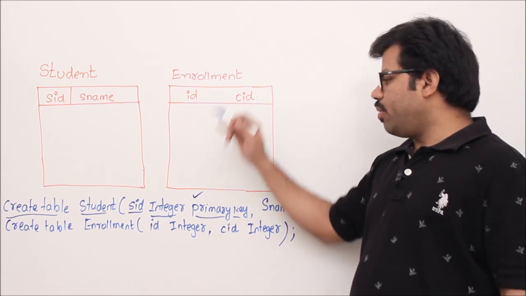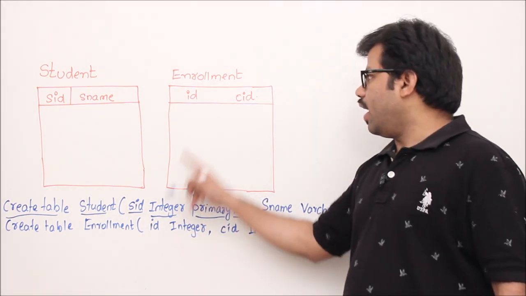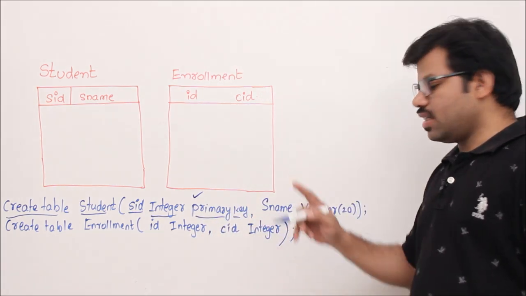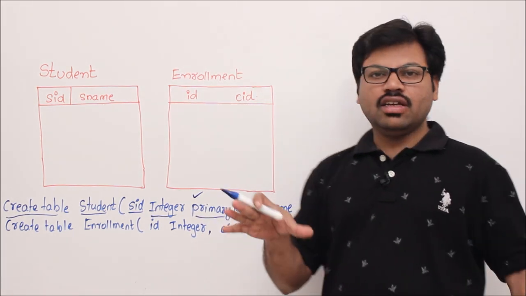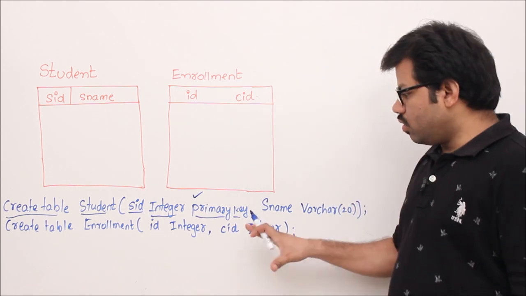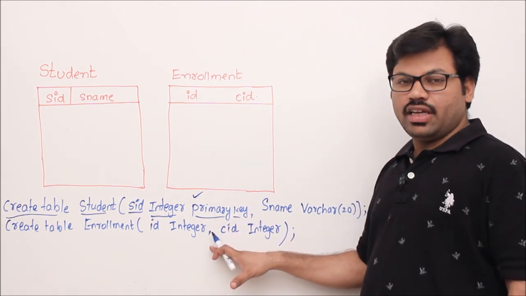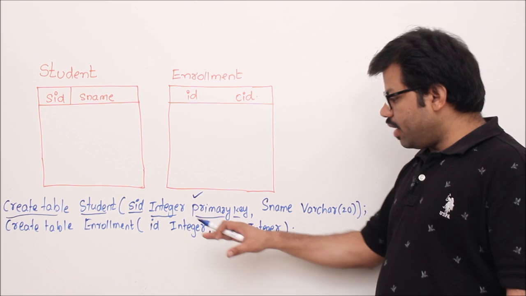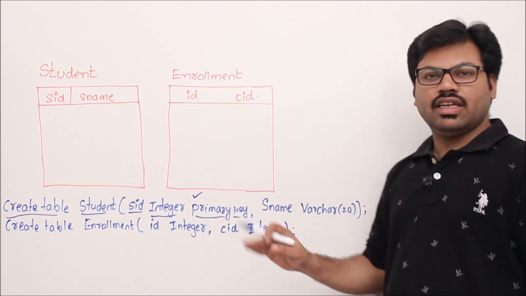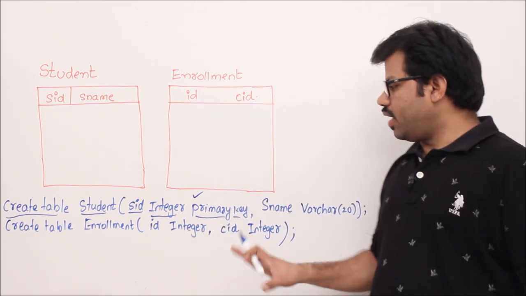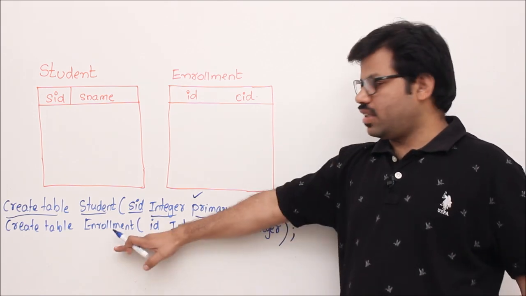Similarly, I created the enrollment table. See, create table enrollment, id is integer, cid integer. Here I did not create any primary key. I will tell you the reason, because there is a problem with foreign key. If you create a primary key with id or cid, I will tell you the reason. At this moment, let's say no primary key for this table.